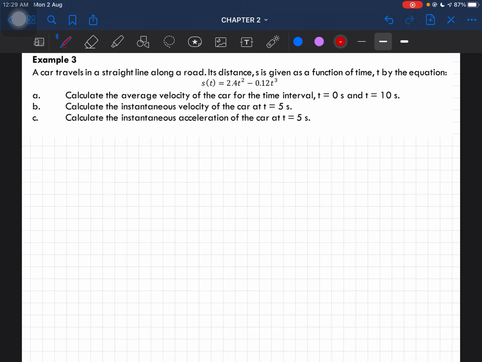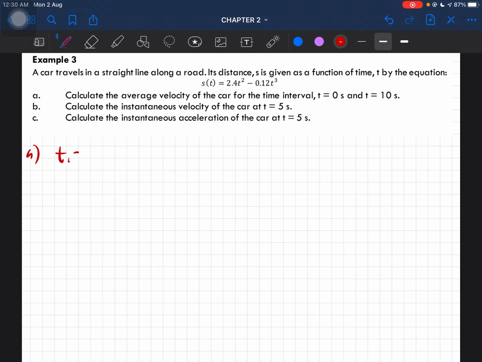Right, example 3. A car travels in a straight line along a road. Its distance is given here. Calculate the average velocity of the car at t equal to 0 seconds as well as between 0 to 10 seconds. And then we have to find both the instantaneous velocity as well as acceleration at time equal to 5 seconds. Right, so let's try and do this.